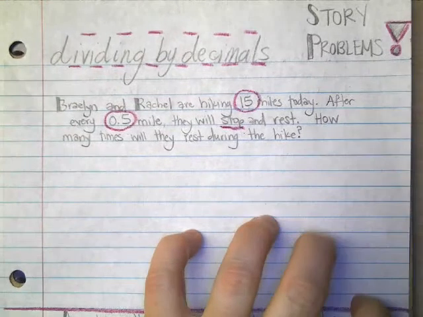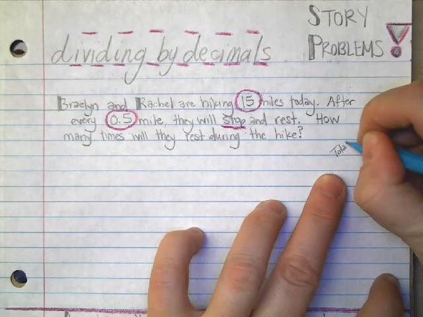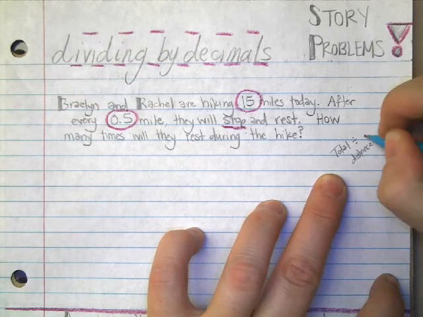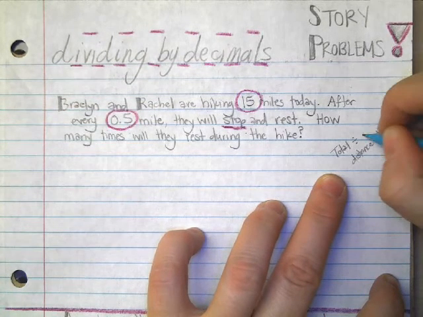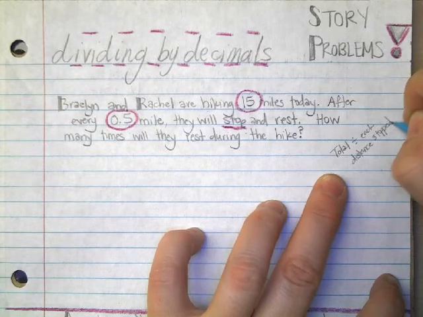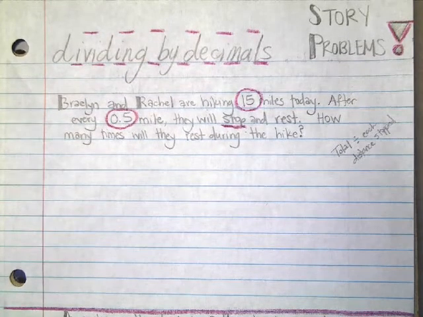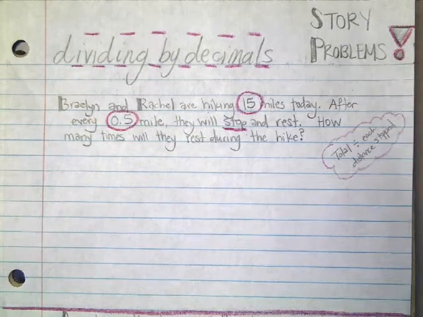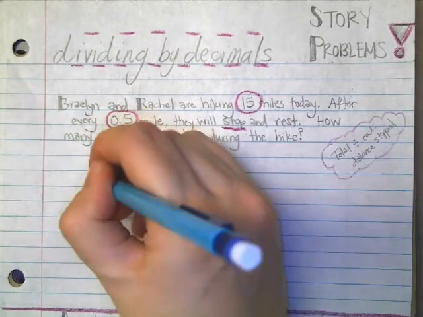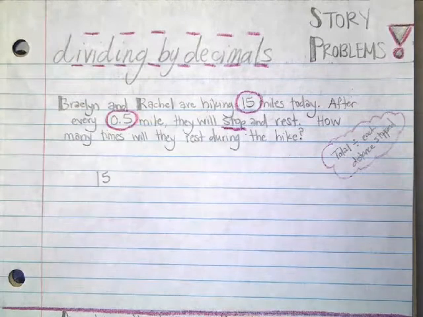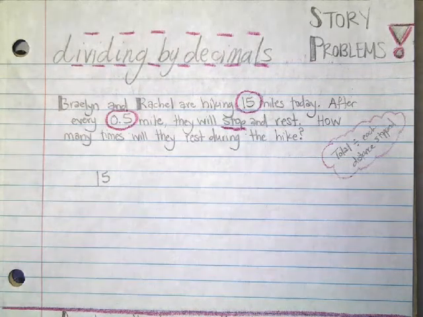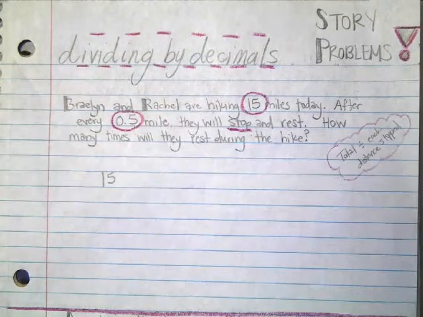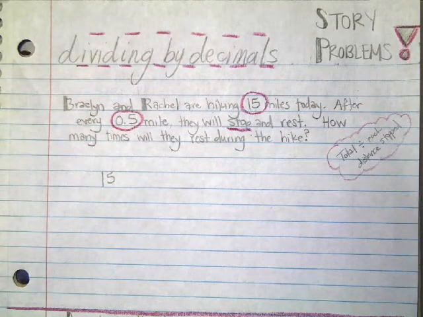Okay, let's write that off to the side here. We take their total divided by distance. We'll say each distance stopped. That's a little confusing to word it like that, but let me show you what that means. It means I take their total, which is 15, and I divide it by the distance, each distance that they stopped, which is 0.5. They're going to stop every 0.5 mile. So you divide that by 0.5.